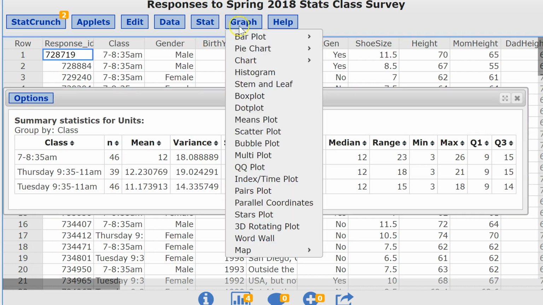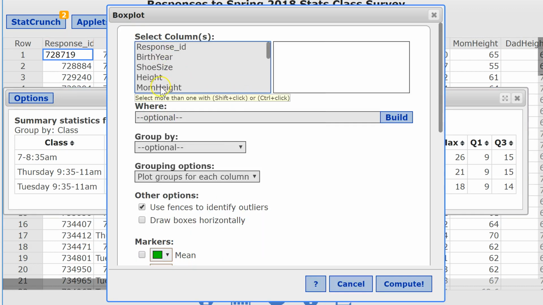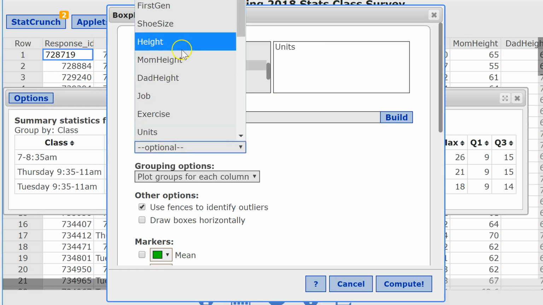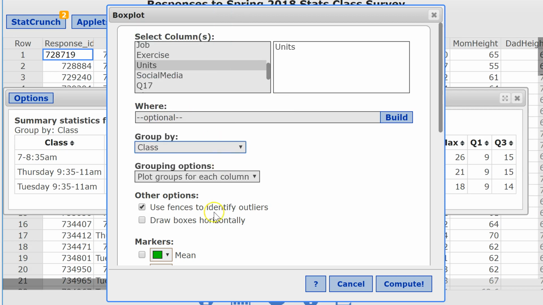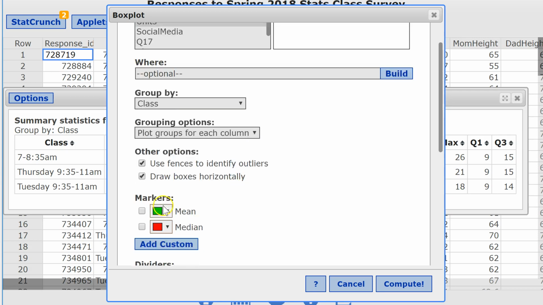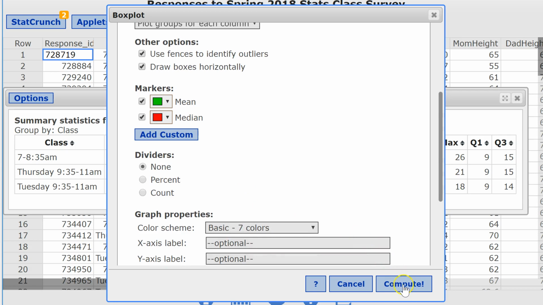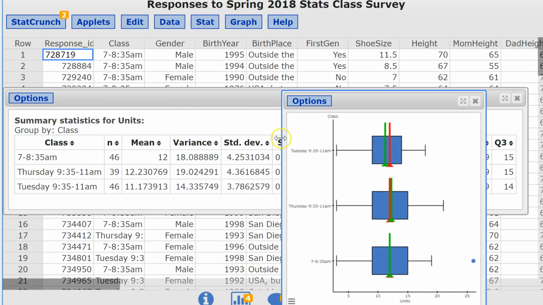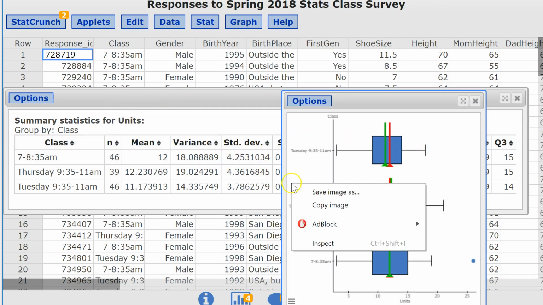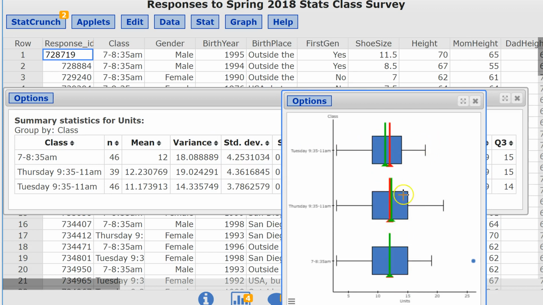So next, I might look at a graph, a box plot. This will allow me to, again, look at the units taken and choose to group by what class people are in. And if I want, I can play around with having outliers or not, drawing the boxes horizontally, putting the mean and medians in there. I can have all the fun I want. So we can look at our 3 different classes and say, yeah, those boxes look pretty dang similar to each other. Maybe the Tuesday box is the furthest to the left and a little bit smaller, but they look pretty dang close.